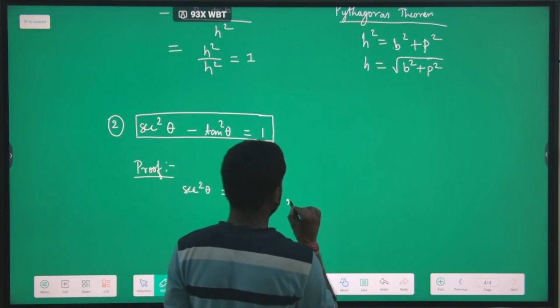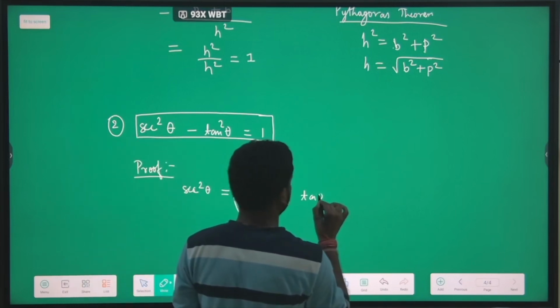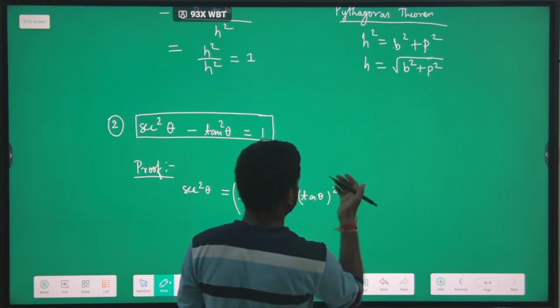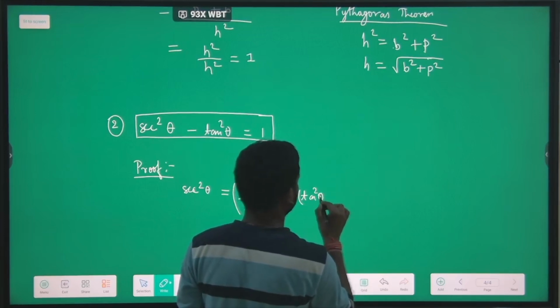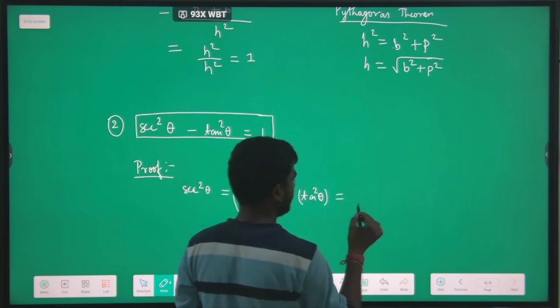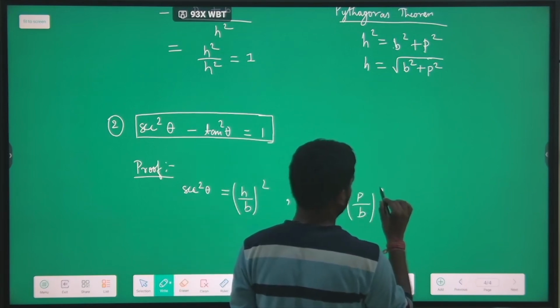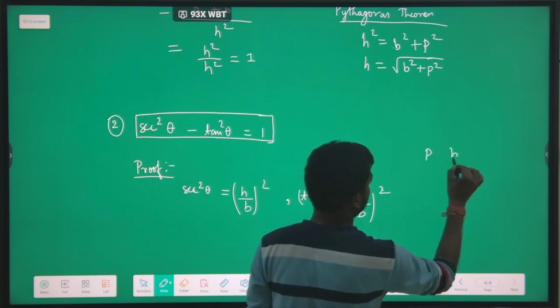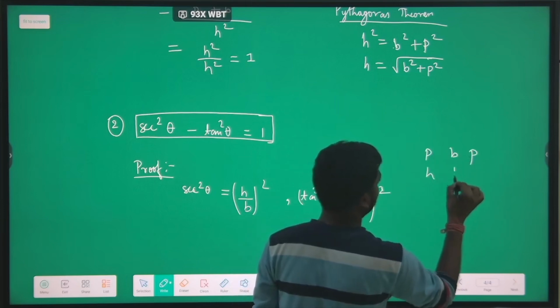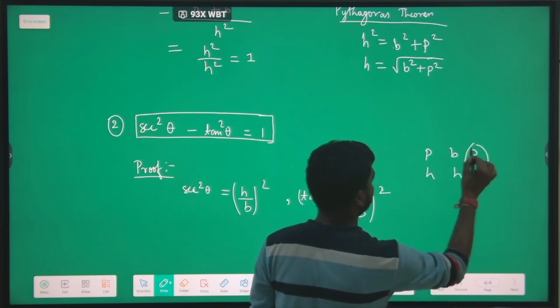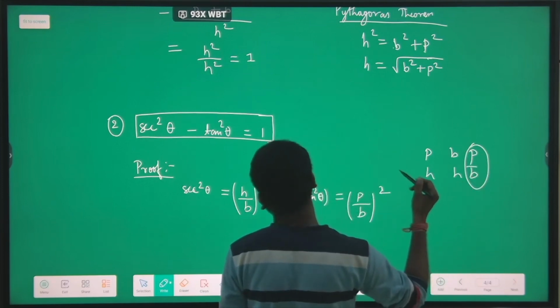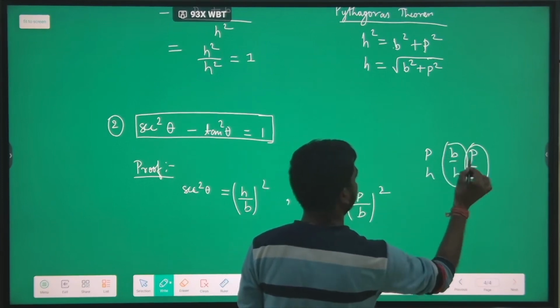Similarly, tan theta whole square is what? That means tan square theta is, we know that tan theta is p upon b. So it will be p upon b whole square. This tan theta is p by b. This sec theta is h by b.